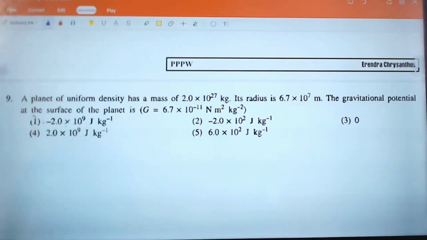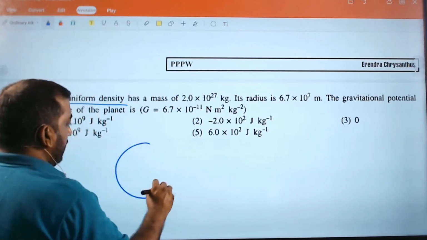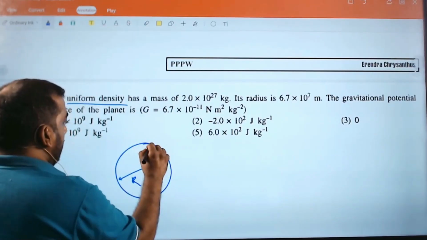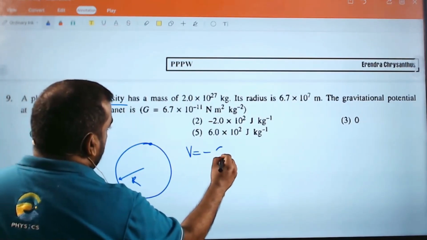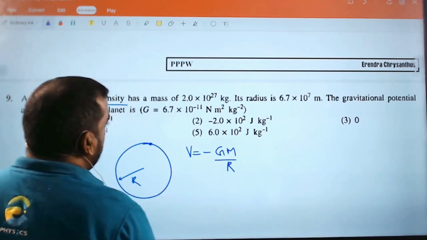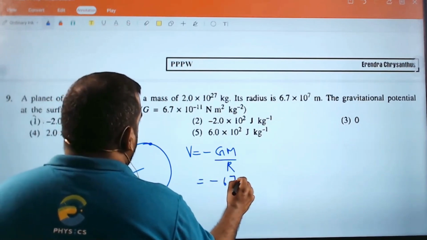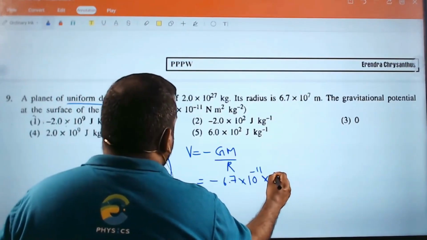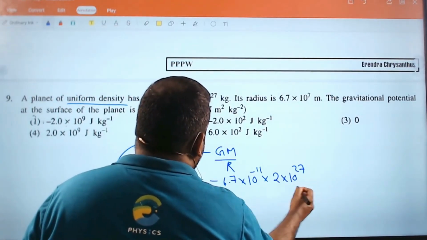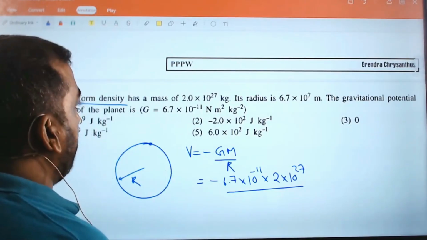A planet of uniform density, that means same density, has a mass 2 × 10^27 kg, radius is 6.7 × 10^7 m. The gravitational potential at the surface of the planet is, so at the surface means potential is equal to minus GM over radius of the planet, right? So here minus 6.7 × 10^-11, mass is 2 × 10^27, radius of the planet is given.